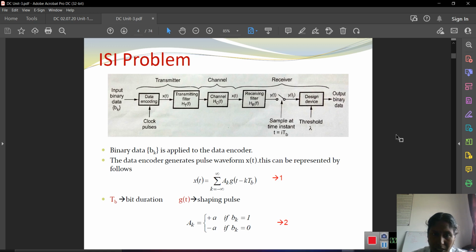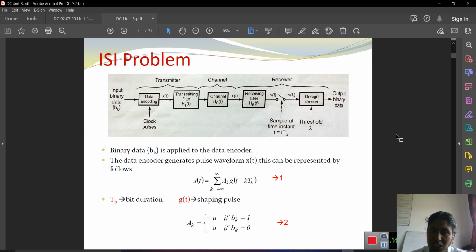Here is the basic block diagram of intersymbol interference. The input binary data is B of K. The next process is data encoding. So B K is the binary data, a number of symbols, that is moved to the data encoding. The output of the data encoding is denoted as X of T. Then it is moved to the transmitting filter H T of F. Up to this point we can say it is the transmitter section.